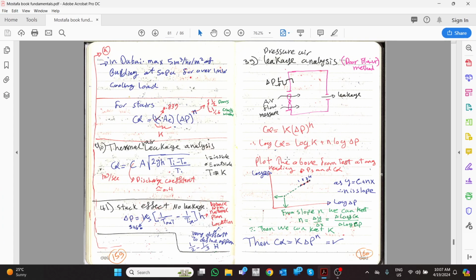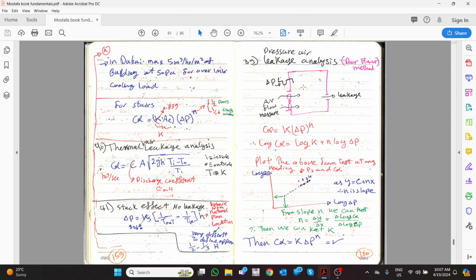Okay, now we're going to discuss the leakages and also the air movement due to leakage, whether from pressure, thermal effects, or the stack effect. Even some air will go in or out due to pressure itself, from outside.